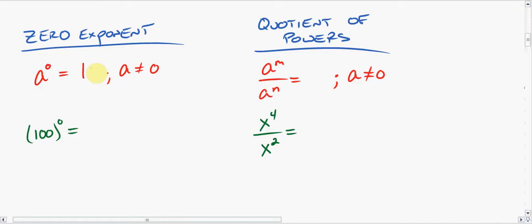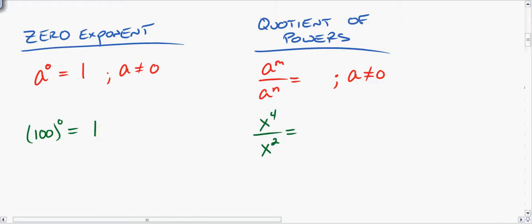So x to the 0 power is 1, 10 to the 0 power is 1, 1 million to the 0 power, still 1. All right, and so we have an example here, not a million, but 100. 100 to the 0 power, that's simply 1.